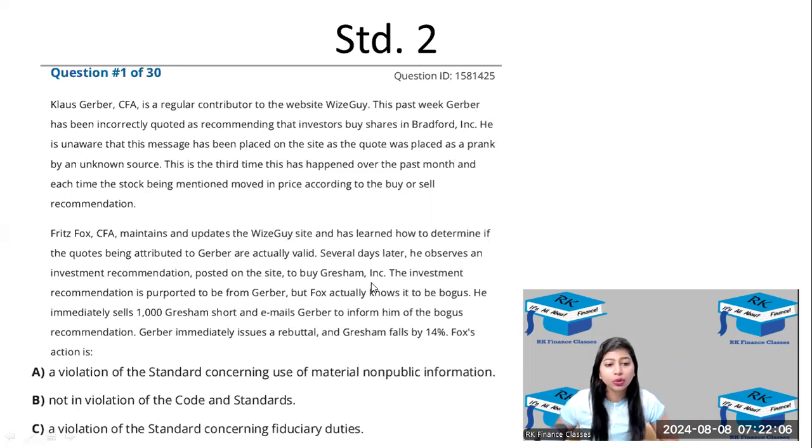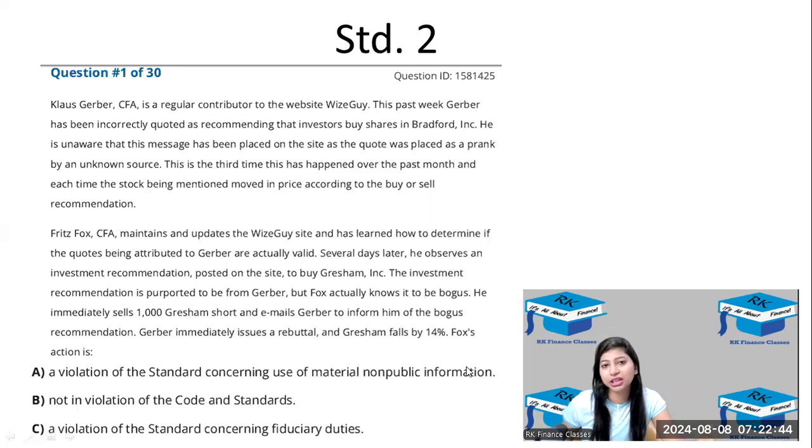Over here, this investment recommendation appears to be coming from Gerber, but Fox is aware that it is a bogus recommendation. Matlab, on behalf of Gerber, someone else is posting, and that has happened 3 times in the past also. Now Fox is in a position to understand the recommendation is not coming from Gerber but from someone else. So he is in a position of material non-public information.